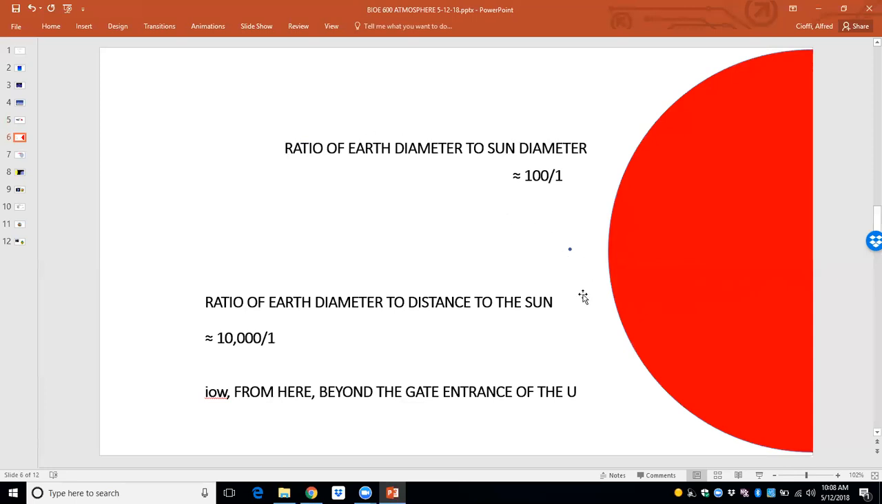To compare the size, first let's look at size. So this half circle here represents the sun. And this little blue dot, can you see a little blue dot there? Okay, that represents Mother Earth, all right, Oceania. The ratio of diameter, the longest distance across a circle, is about 100 to 1. So this means that the diameter of the sun is 100 times larger than the diameter of the Earth.